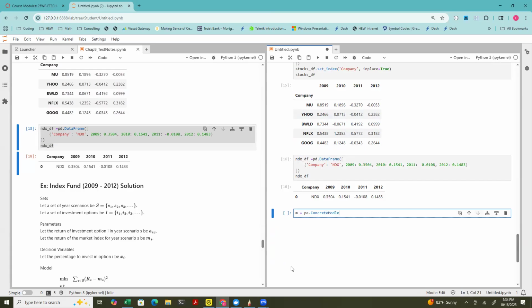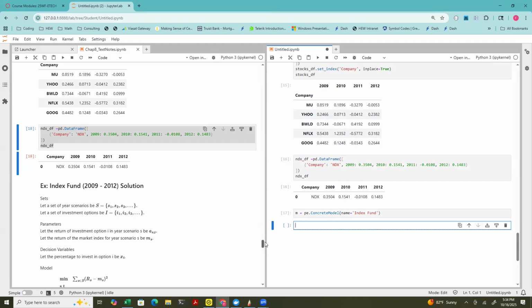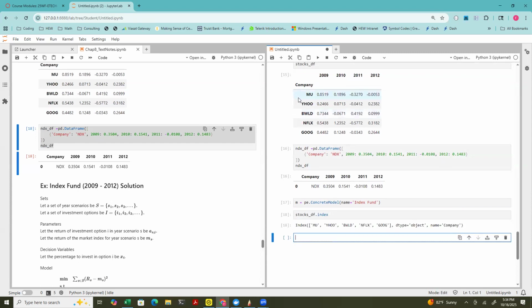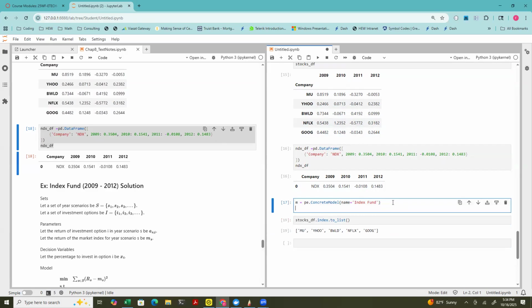So either way, I got to start with our concrete model. The name we'll just say is index fund. And here, I really want to start off with some sets. So on a data frame, I can say something like, give me the index. That's this darker column here off to the left. And I can say form a list out of that. So if I can do that, now I've got that list of strings. I'll say m.funds, stocks. We'll spell stocks. And we'll say it's pe.Set, initialized to this right here. Now the model knows that I've got some sets.